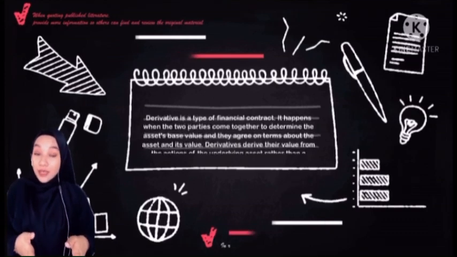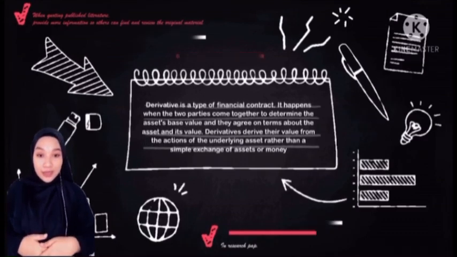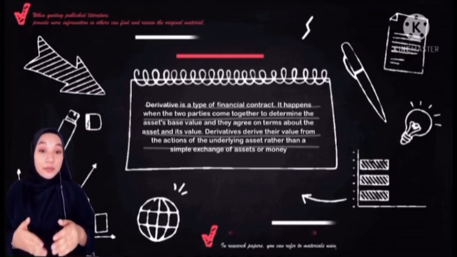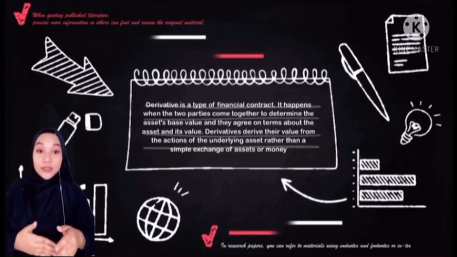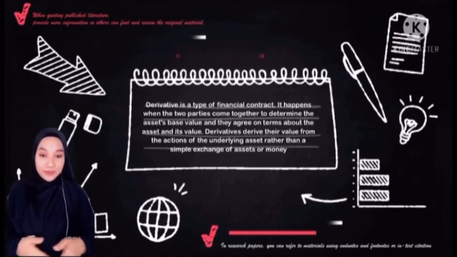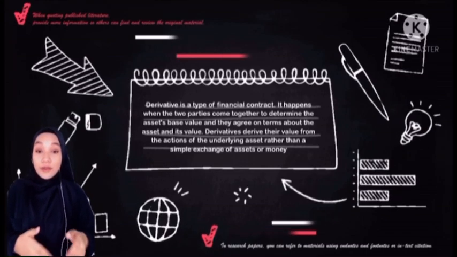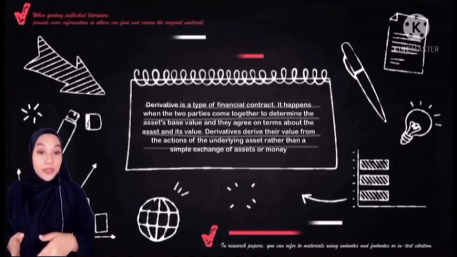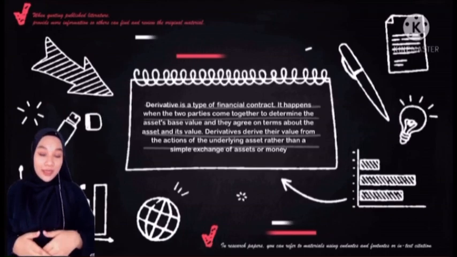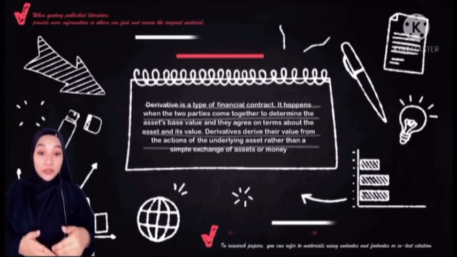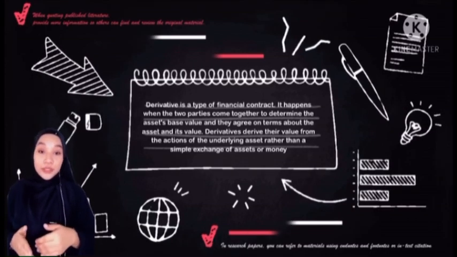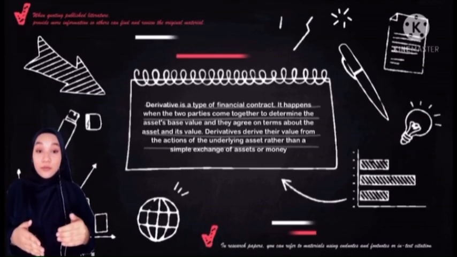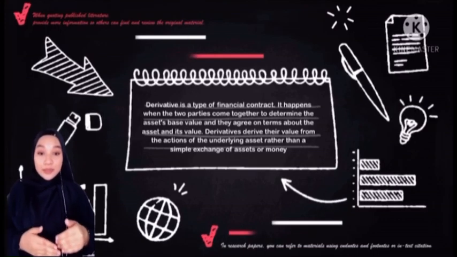Derivative is a type of financial contract, and it happens when two parties come together to determine the asset's base value and they agree on terms about the assets and its value. Derivatives derive their value from the actions of the underlying assets rather than a simple exchange of assets or money. For example, a soybean future contract does not require the purchase or sale of soybeans. Instead, the expenses of purchasing and selling soybeans determine the value.